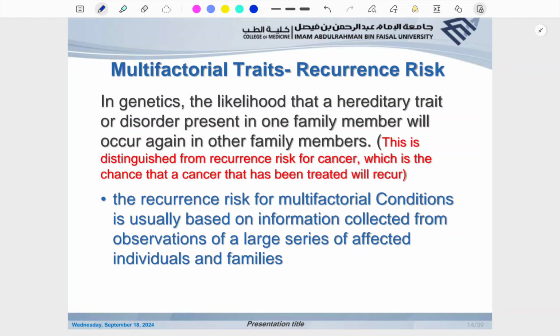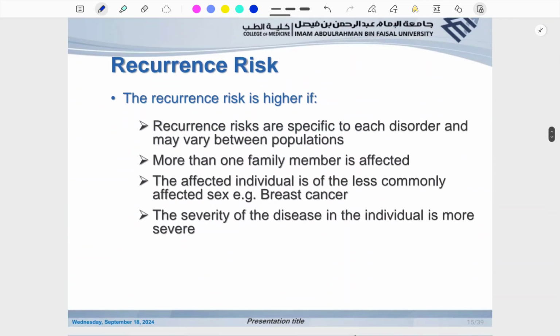The recurrence risk for a multifactorial condition is usually based on information collected from a big observational population. You understand? It affects individuals and families. The recurrence risks are specific to each disorder and may vary between populations. There is no single recurrence risk for one disease; there is a recurrence risk for each disease. You will see in a minute.